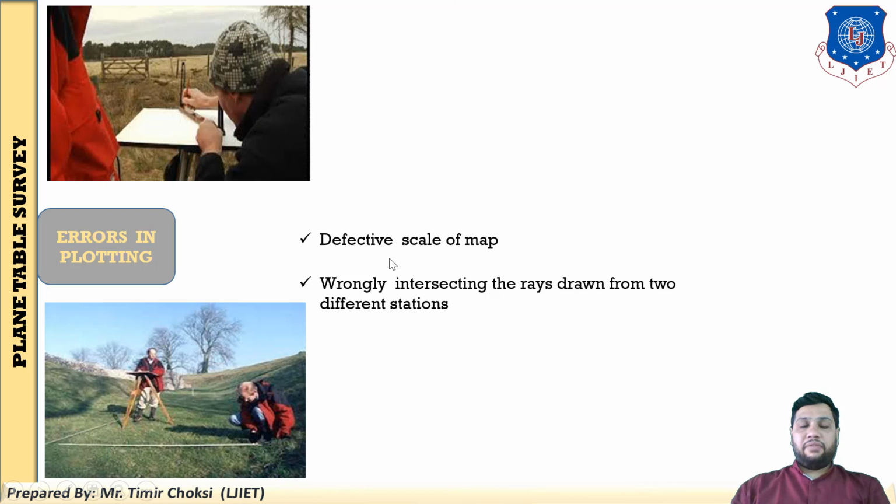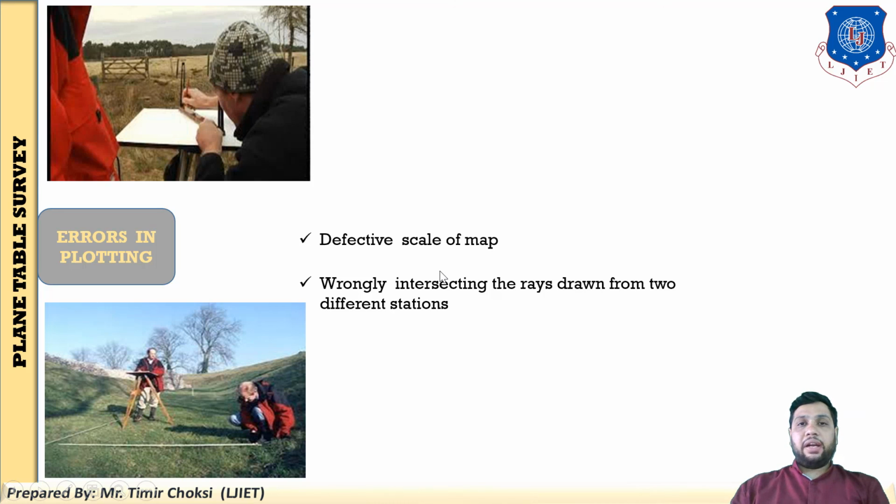Okay, so this is one line, A and B line. It is on the scale 1 cm equal to 10 meter, but for the C to D line, a second observer has taken 1 cm equal to 5 meter as well as 10 meter. So some error will be developed while you are plotting the traverse as well as the ending point. Also, wrongly intersecting the rays drawn from two different stations in the intersection method, you know that. So these are the causes of developing error in plane table.